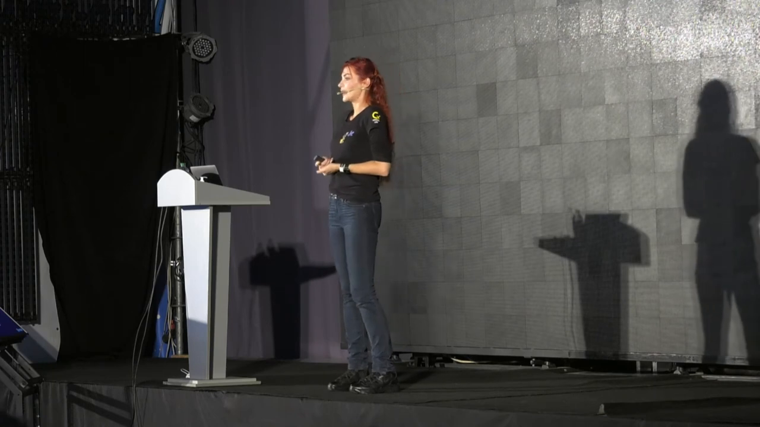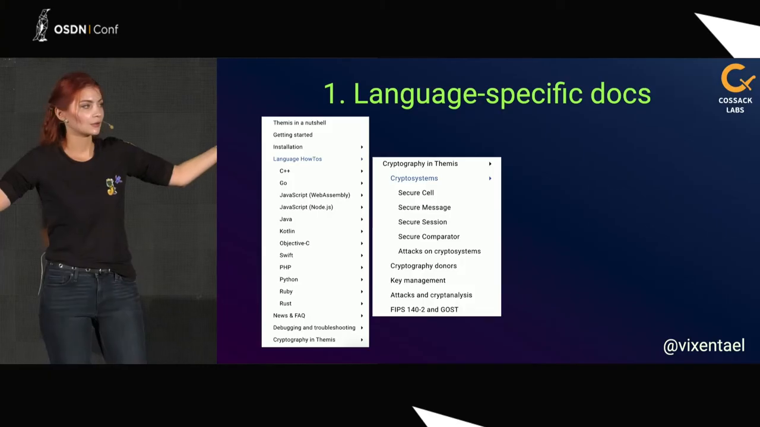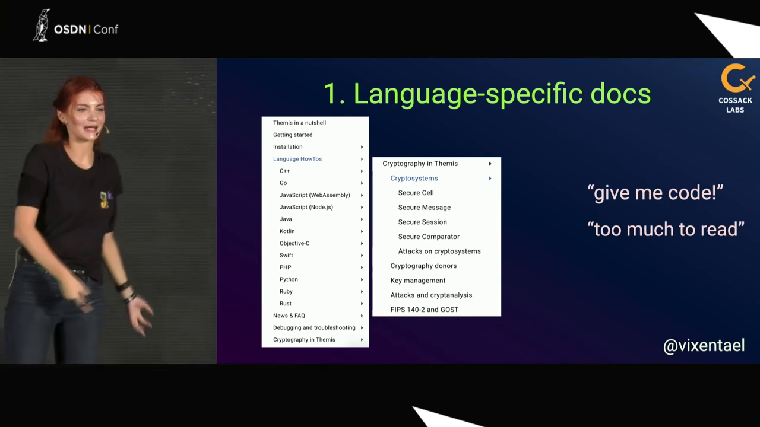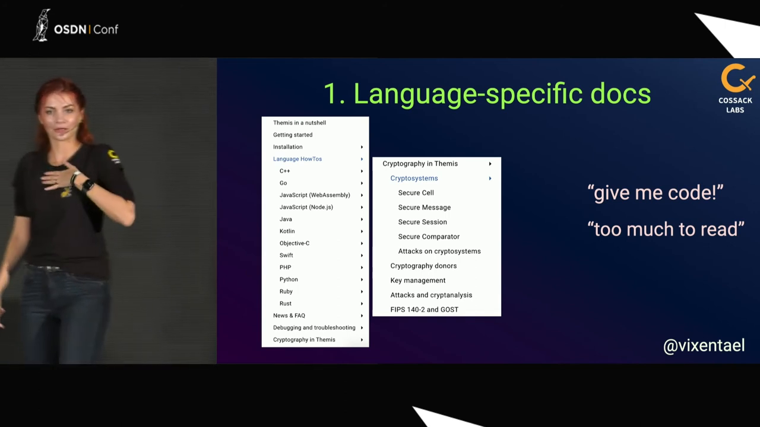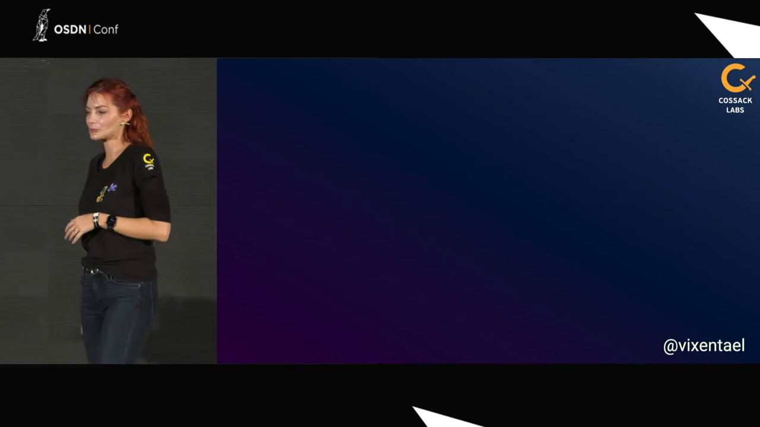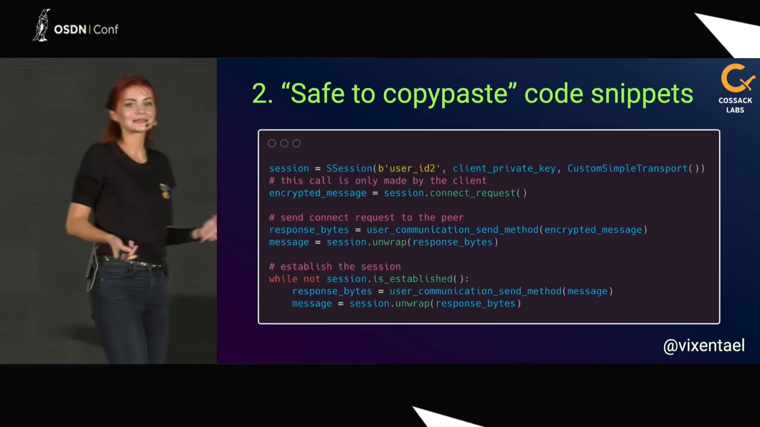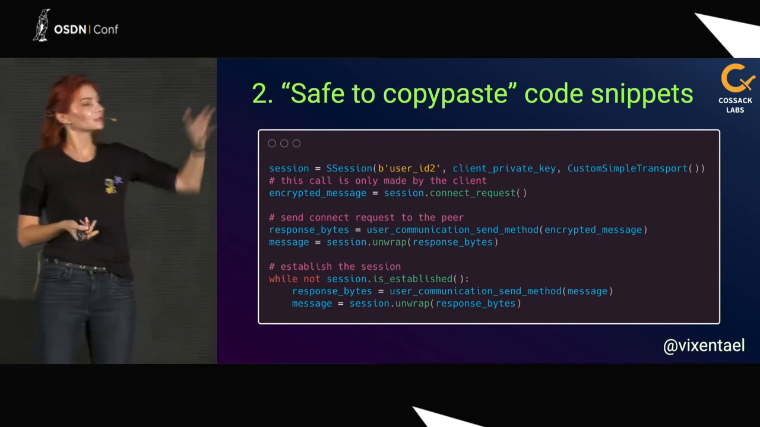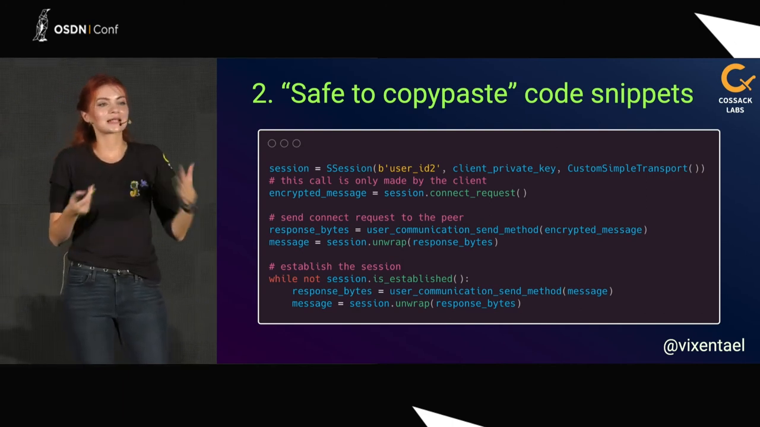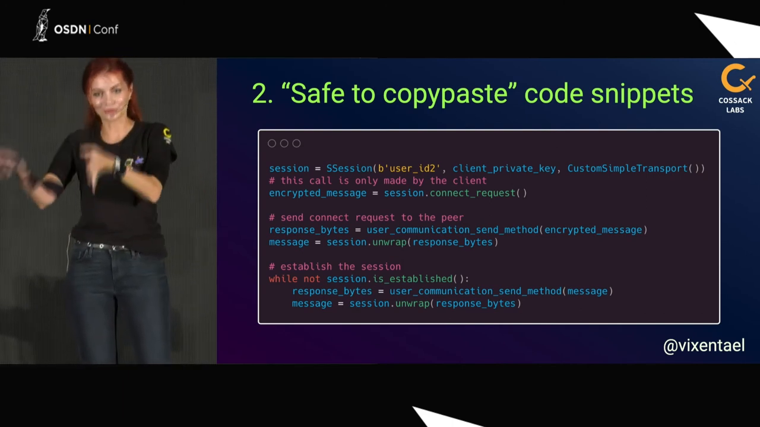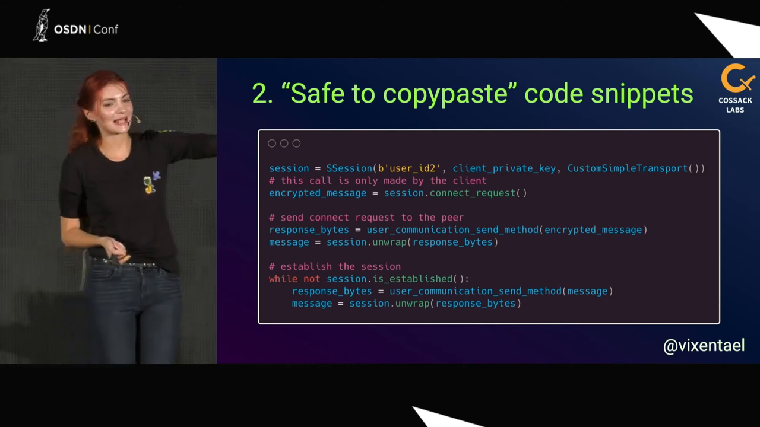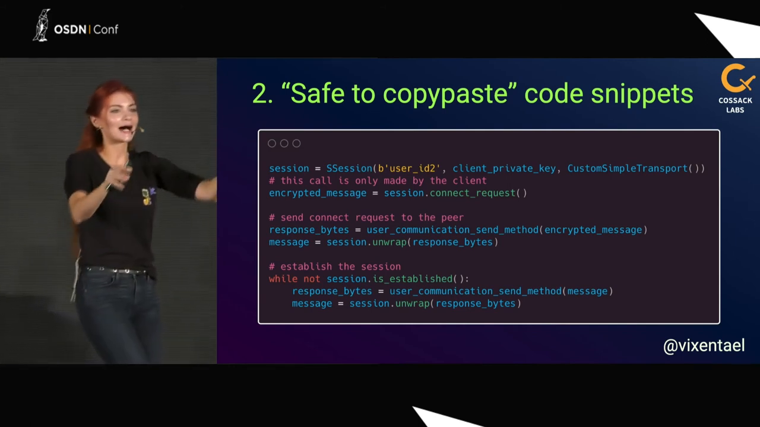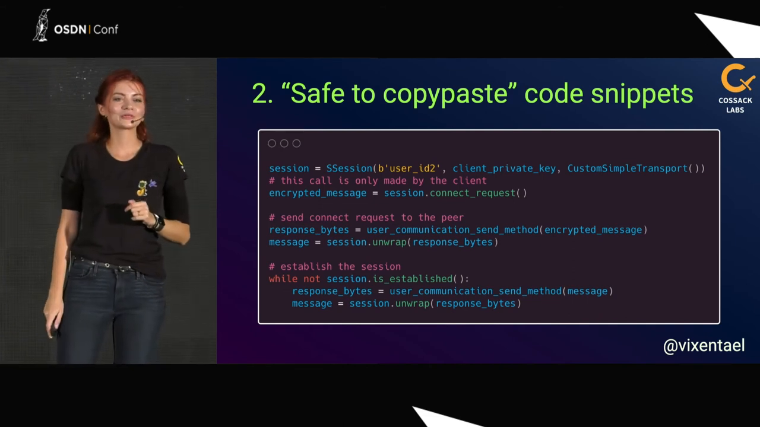But many users say, we don't want to read. Just give me the code. I don't want to read the docs. I want code. We said, okay, no worries. We will make you code pieces. And we put into our docs these safe-to-copy-paste code pieces. You know, code examples, like code snippets, that are okay to blindly copy paste and put in your software without any hard-coded key things. And we thought, now users will be happy. You know what users responded?